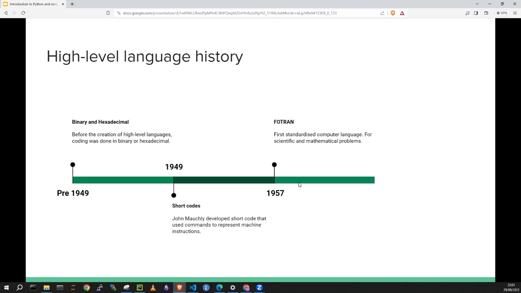And then in 1957, Fortran was developed, and this was the first standardized computer language, right? So it had its own rules, and it was agreed upon. It was used mainly for scientific and mathematical problems. And then in 1959, a very popular language was called COBOL, Common Business-Oriented Language, and a lot of architecture or corporate finance was built on this program, okay?